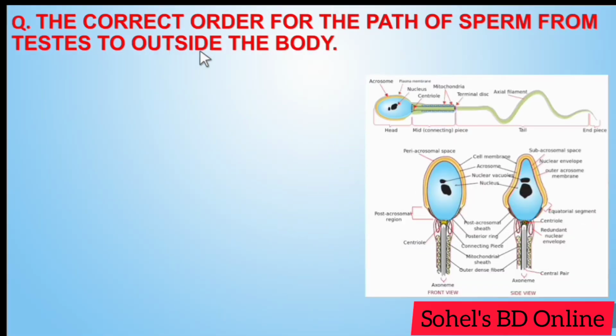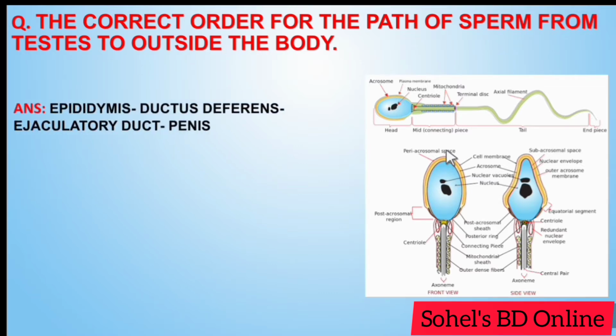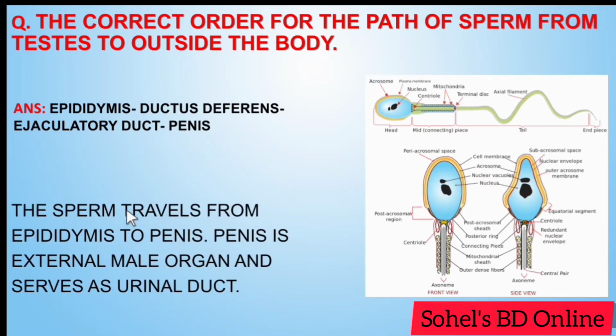The correct order for the path of sperm from testes to outside the body. Answer: epididymis to vas deferens to ejaculatory duct to penis. The sperm travels from epididymis to penis. Penis is the external male organ and serves as a urinary duct.